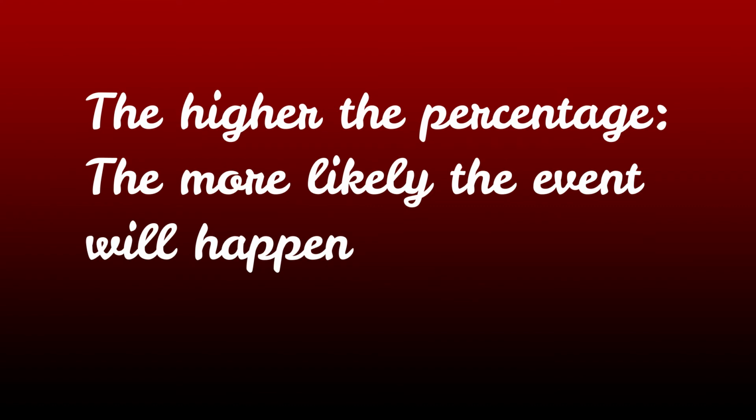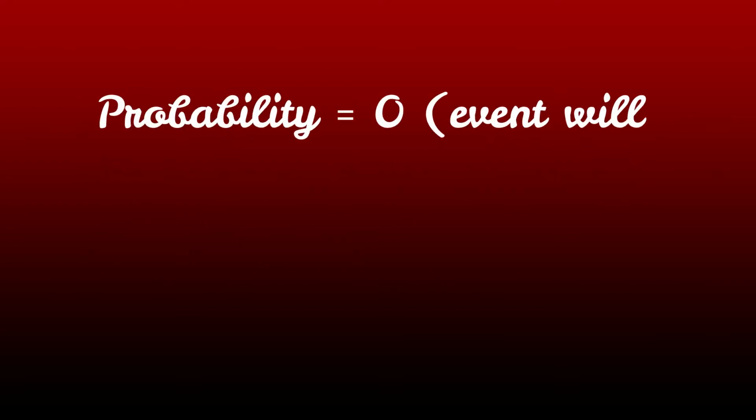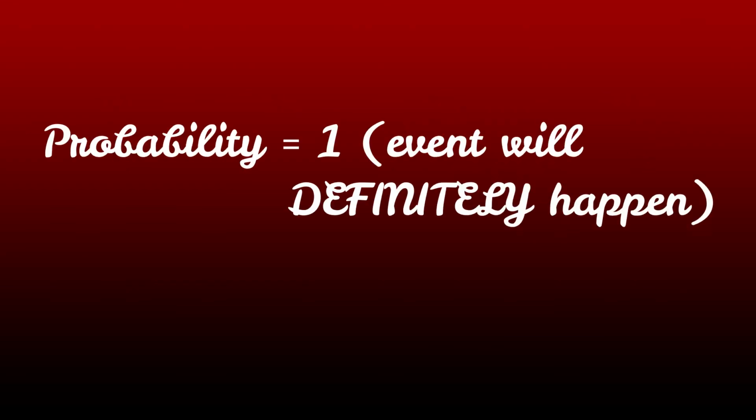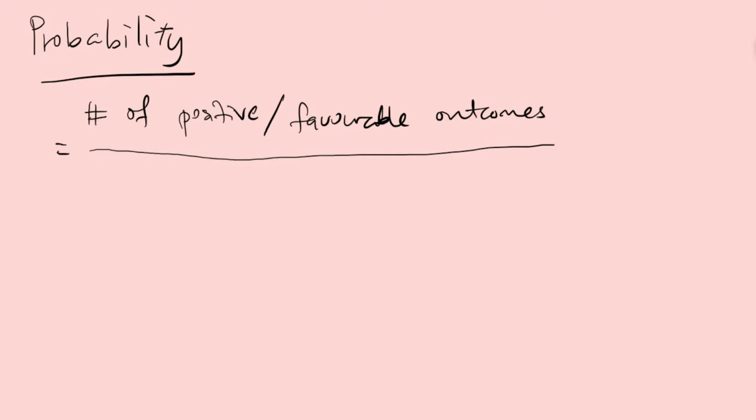And therefore, if the event is not likely going to happen, then you are supposed to get a 0 for the percentage or the probability. And if you get a maximum of 1 for the probability or a percentage of 100%, then it will definitely happen. So how do you exactly calculate probability?